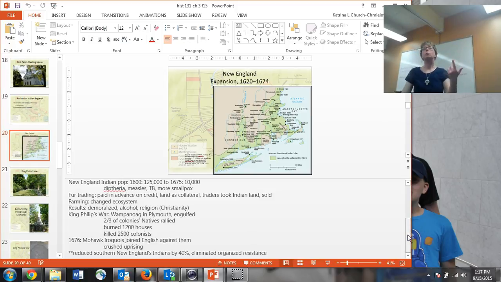And also, because they didn't know how to read, they would sign debt slips and then land would be taken from them. This is one reason that you have the BIA today, and the land is still held in trust if it's Bureau of Indian Affairs land. And so King Philip's War was the Wampanoag in Plymouth who were engulfed, and two-thirds of the colony's natives rallied behind King Philip. They burned 1,200 houses and killed 2,500 settlers. It was the English with the Iroquois and the Mohawk who joined up against them and crushed the uprising. But it reduced the southern New England Indians by another 40% and eliminated organized resistance.